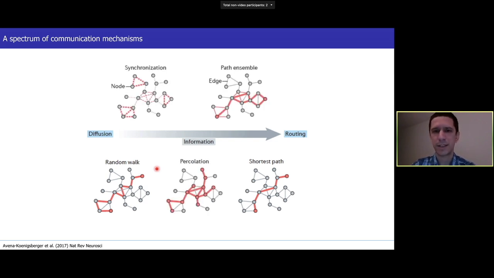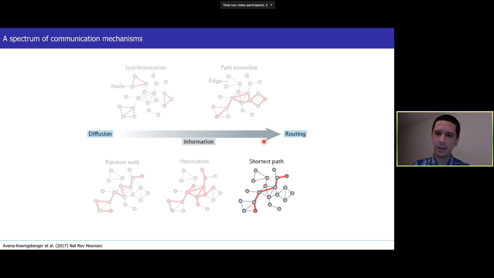Interposed between these extremes, there exist many different types of communication mechanisms, some that require a little bit more knowledge about network architecture, some that require a little bit less. Indeed, this axis is one of information. How much information would we need in order to get the communication process to actually take advantage of the underlying structure? So I'll start at this extreme, focusing on shortest path routing and communication.